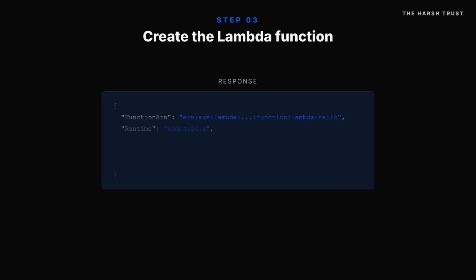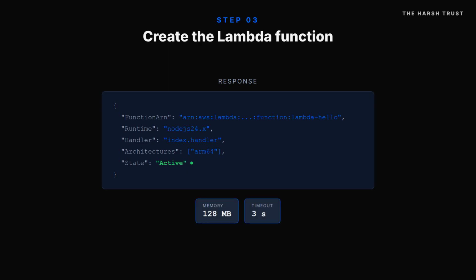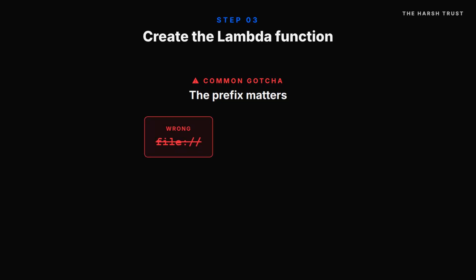On success, you get a JSON response with function ARN, runtime Node.js 24.x, state Pending, then within 3 to 8 seconds, the state transitions to Active. Memory defaults to 128 MB, timeout defaults to 3 seconds. Both fine for now. The common gotcha.